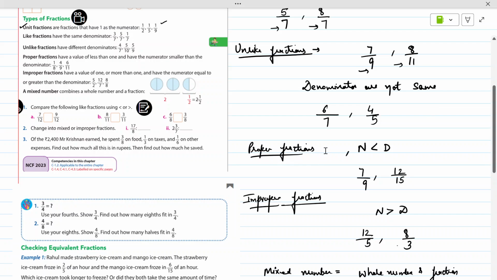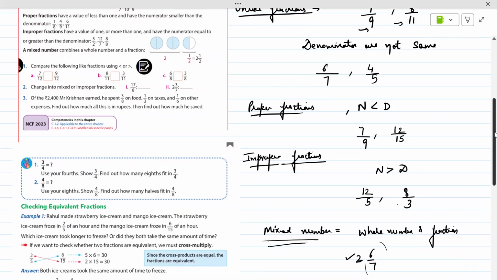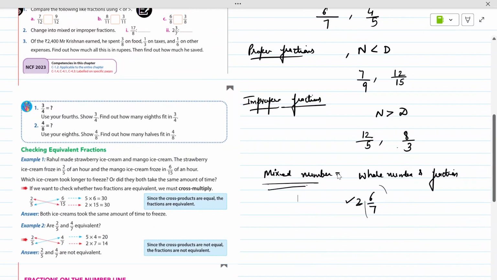So they are the fractions where the numerator is less than the denominator, and improper fractions are the opposite of them. These are the fractions where the numerator is greater than the denominator. And last, we have the mixed number. A mixed number is a number which has two parts to it, one whole number and one fraction.